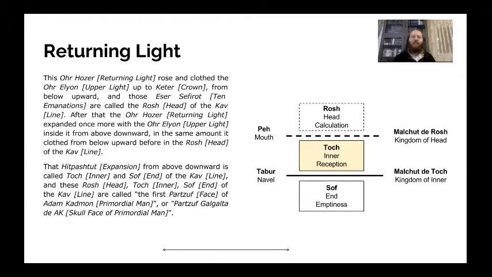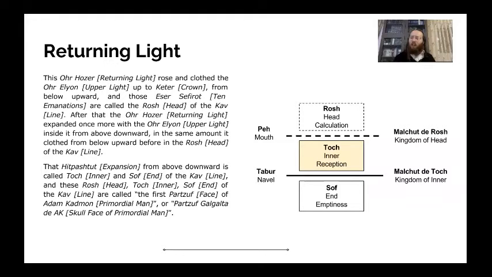No, the Or Chozel is the light you rejected. The Or Chozel, the returning light, is that phase 4 light that you're not receiving into the vessel. Yeah, but over here it says that, and then it says, after that, the Or Chozel expanded once more with the Or Elyon inside of it from above downward in the same amount that it clothed from below upward.